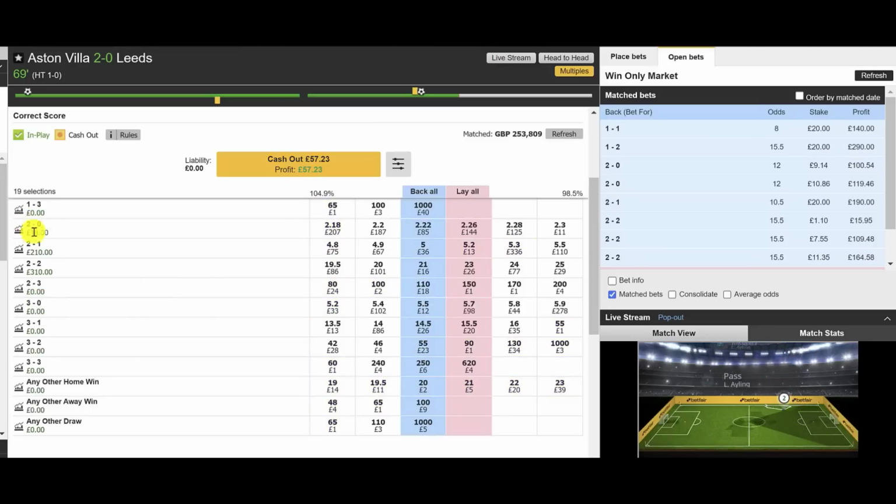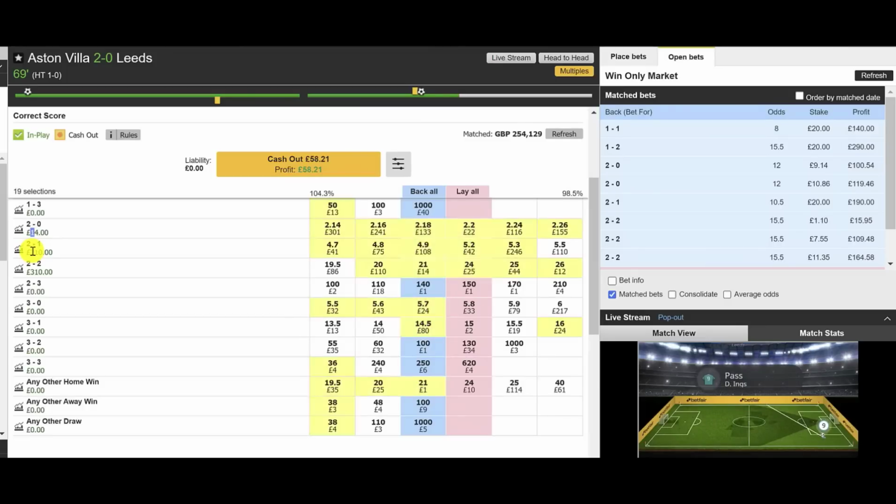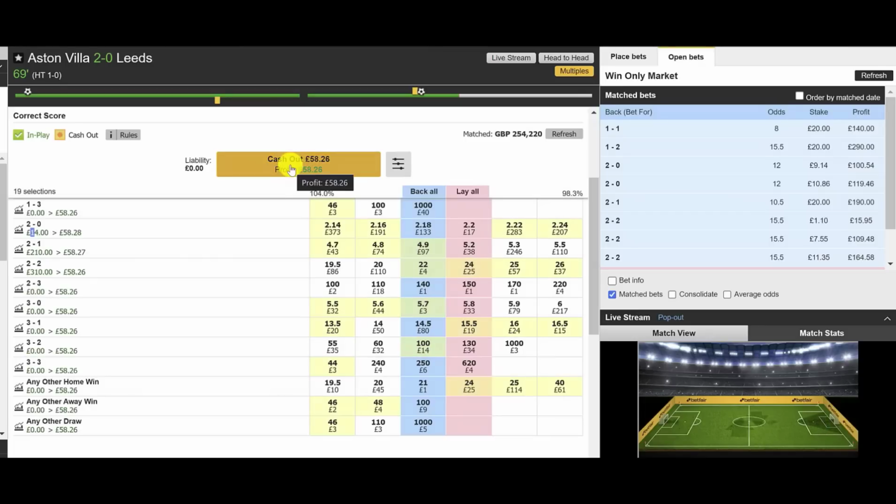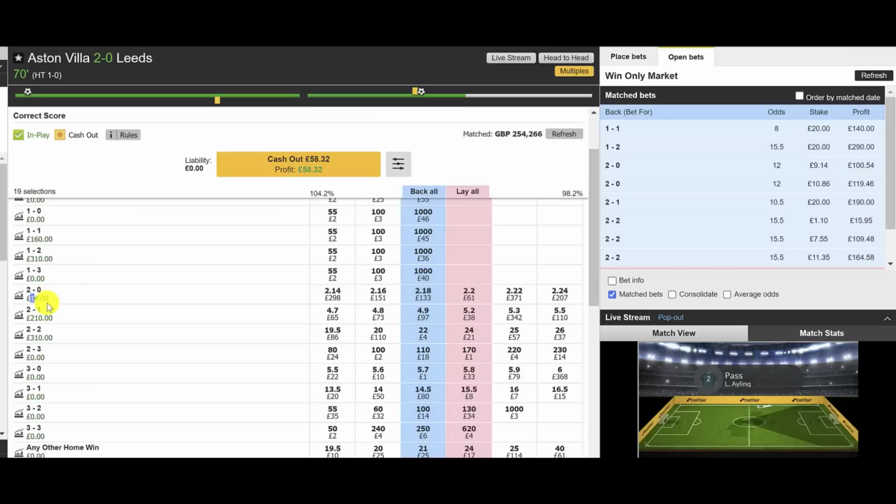We've laid off that 2-0. It's only going to leave us with £14 of profit if it does remain 2-0. But we can leverage up and make some decent profits if Leeds can get on the score sheet. So that's what we're going to be trying for here. If there's another Aston Villa goal, it's going to be a break even. And just to show you, for those who do like to just cash out of these things, £58 of cash out if you did want to exit now, if you've got too much doubt in your head.